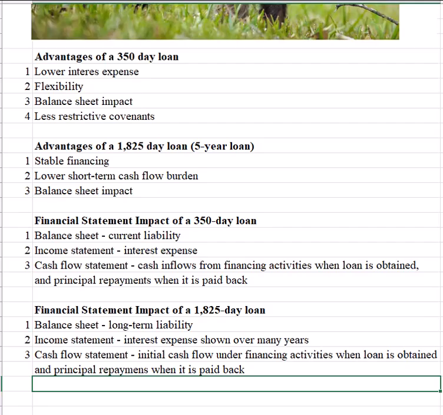Okay, so you might ask, well, which is the best choice? Well, it depends. If the company needs financial stability and lower cash flow pressure, maybe the long-term loan is the best option. But if it seeks lower total interest payments and quicker flexibility, then the short-term loan could be the better option.